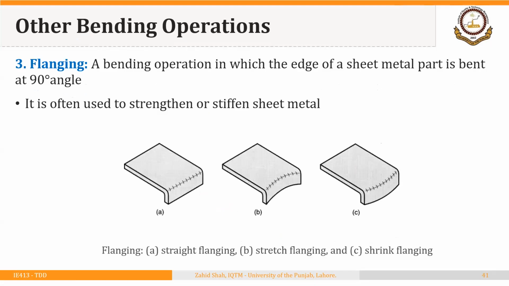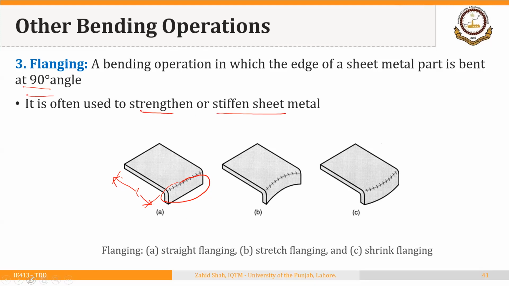Then there are many other types of bending operations that are essentially variations of the basic operations. One of them is flanging, a bending operation in which the edge of a sheet metal part is bent at 90 degrees, but the length that is bent is small compared to the total length of the part. It is often used to strengthen or stiffen the sheet metal.